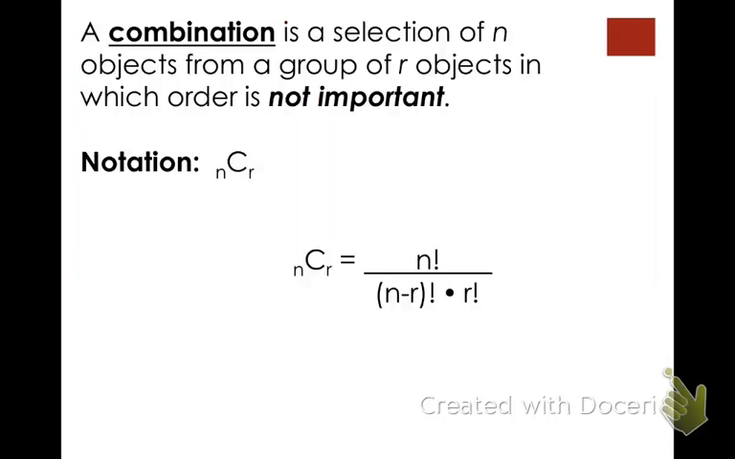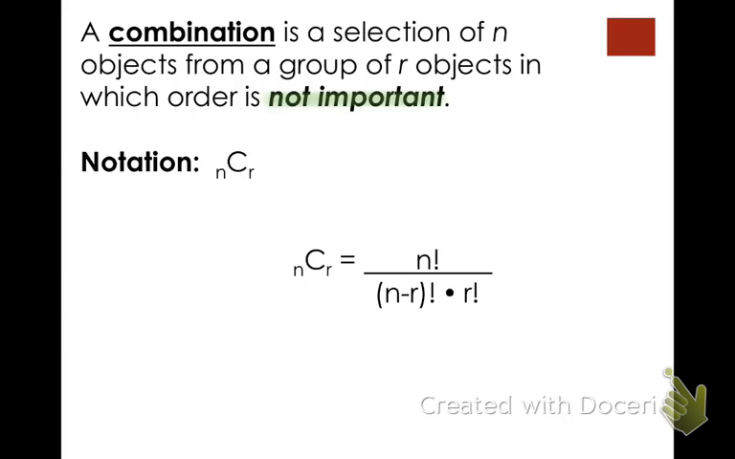So let's start with a combination. A combination is a selection of r objects from a group of n objects in which order is not important. And that's the most important thing here. That's really how you know the difference between the permutation and the combination. Remember, a permutation was putting things into an order, so that means the order was important. In a combination, it's not important.